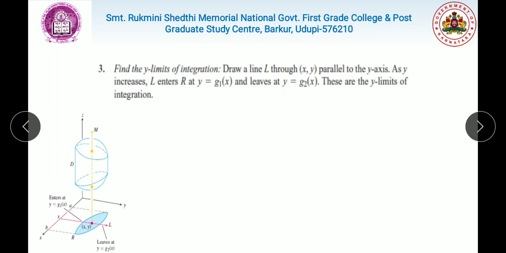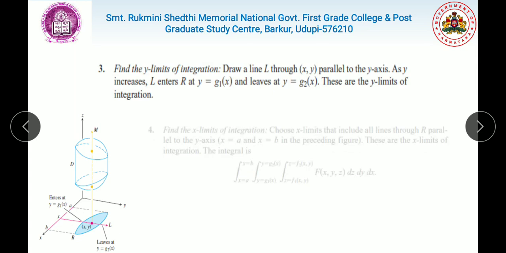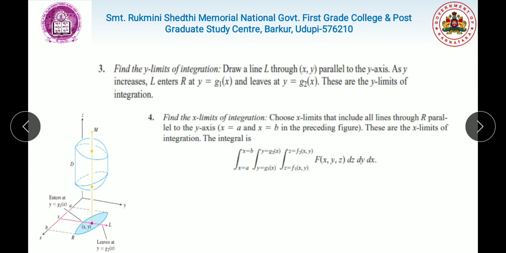Draw a line L through x comma y parallel to the y-axis. As y increases, L enters R at y equal to g1 of x and leaves at y equal to g2 of x. So these are the left and right limits, or lower and upper limits, of the variable y. Then vary this fixed x to cover the region R and determine the limits of x. So here in this figure, x varies from a to b.